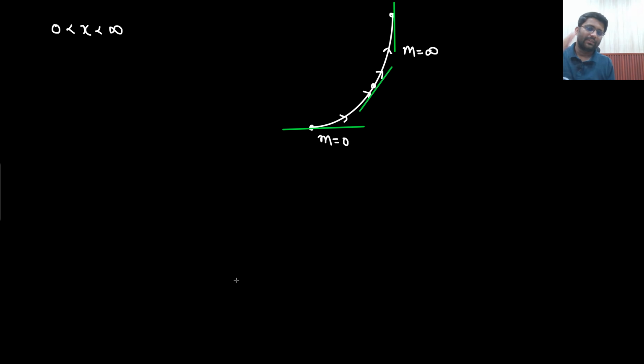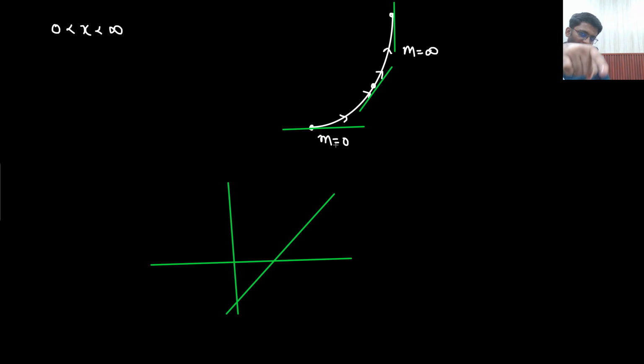So what kind of slope is it? What kind of nature of the graph is it? The slope is somewhat like this, right? You see the nature of the slope. Slope is somewhat like this. That means this slope is some positive value.